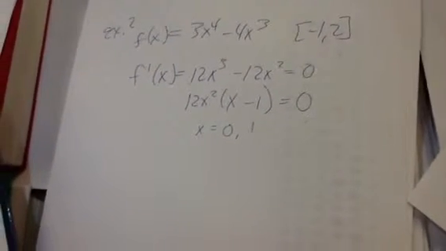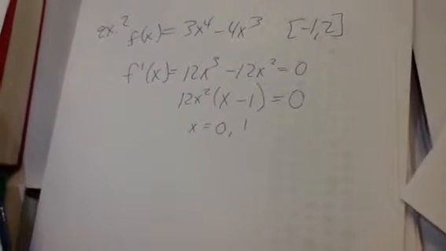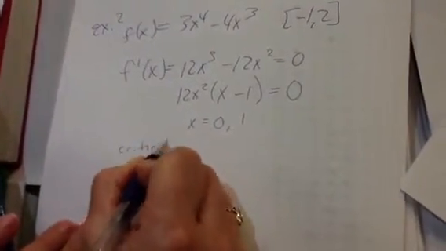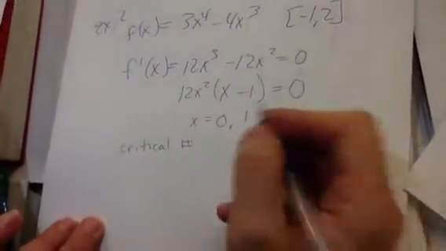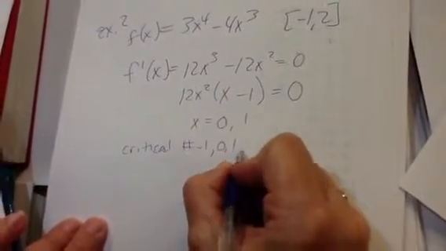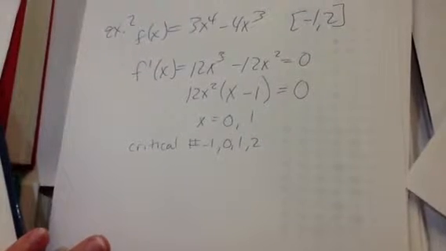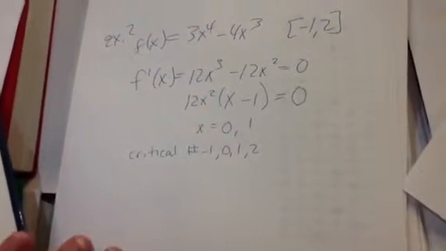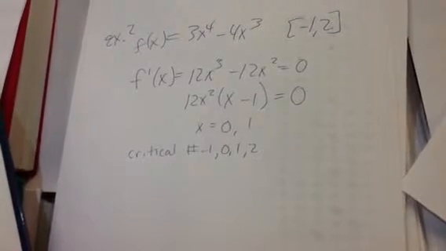Your endpoints are always critical. Critical numbers include the ones that equal 0 as well as your endpoints. Those are your critical numbers. Now we have to check which one's a max, which one's a min. How do you want to go about doing that?